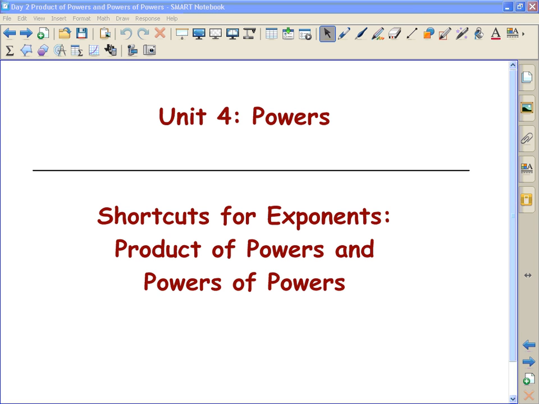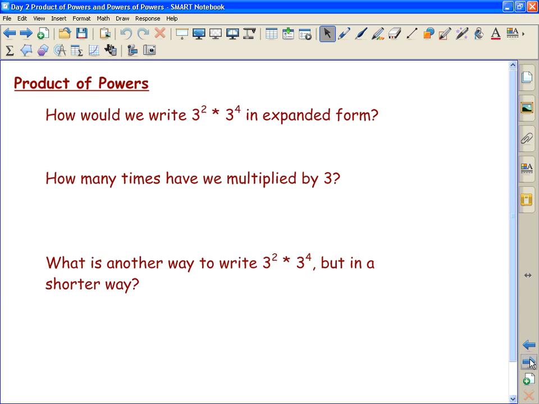In this lesson, we're going to talk about some shortcuts for our exponents. So we are going to cover the product of powers property and the powers of powers property. So first, we're going to talk about the product of powers property.